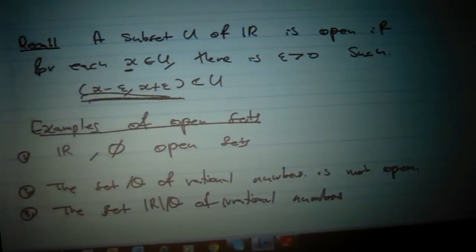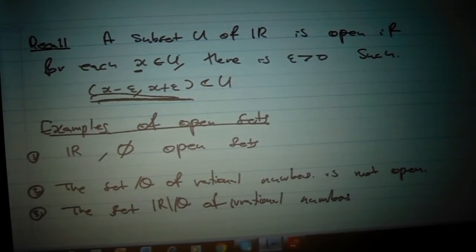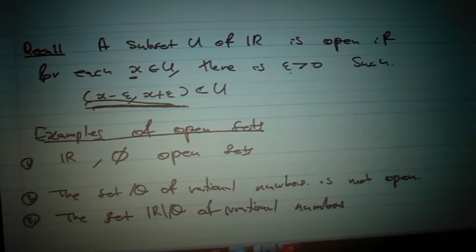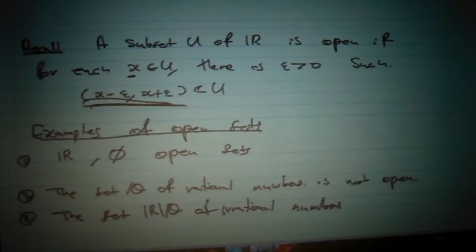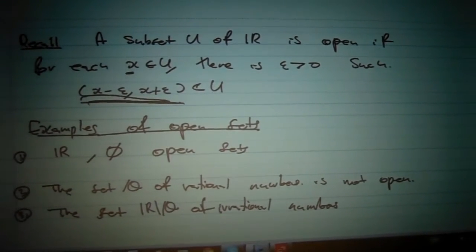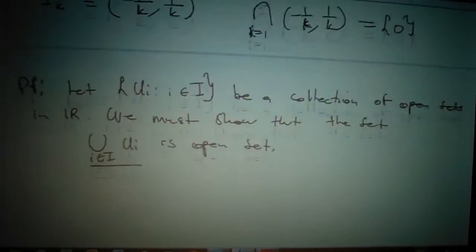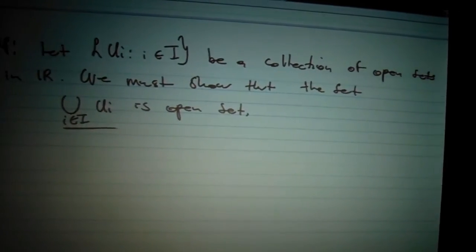For each x in this, if this is open, it should be true that for each x in U, we find something like this so that the whole is contained in here. This is the definition we want to use. So how are we going to start proving this? First, we take x in this, right? So let x be in this union.